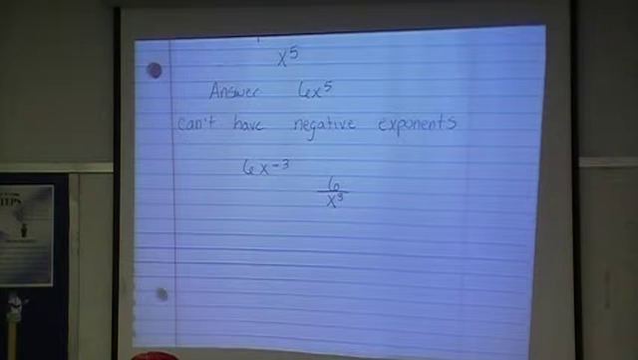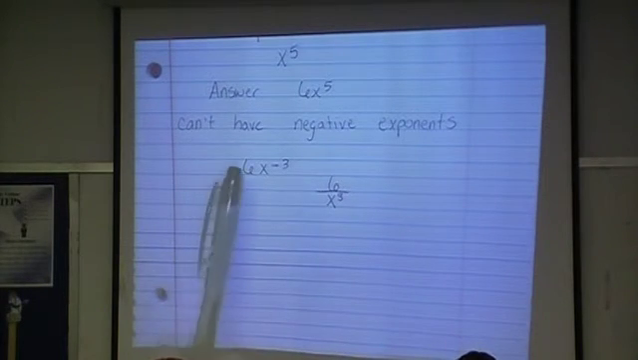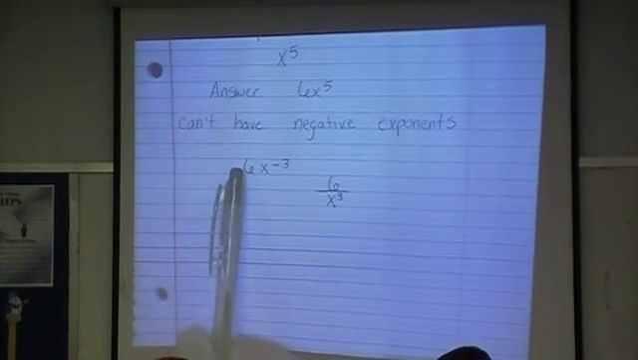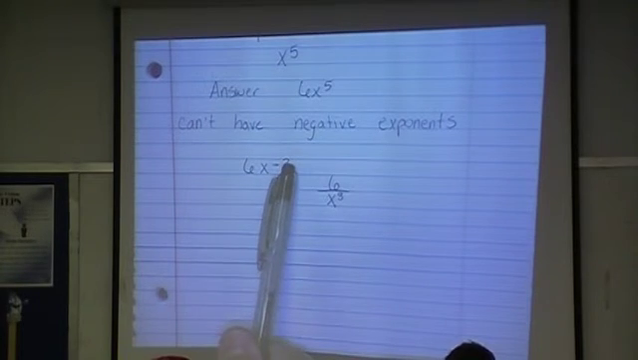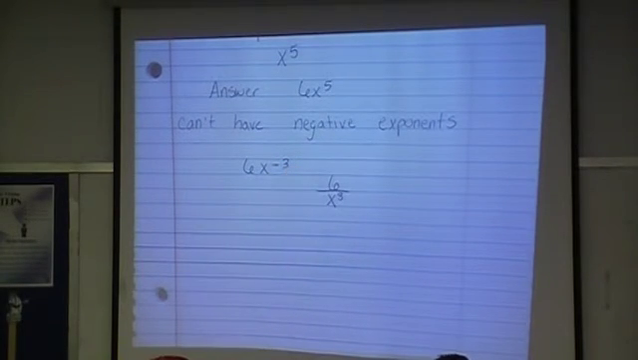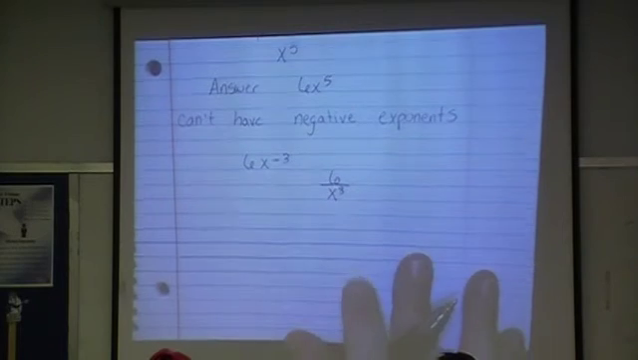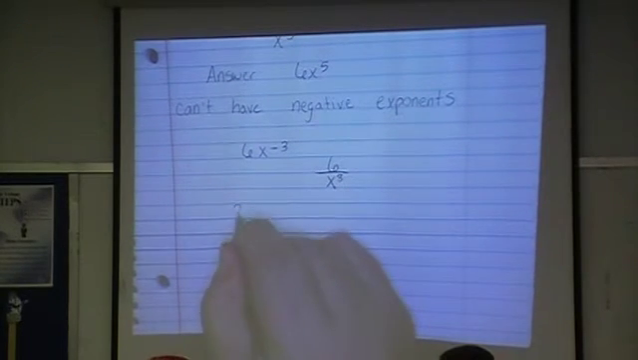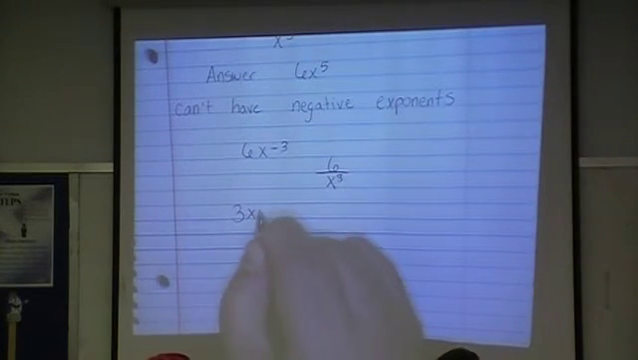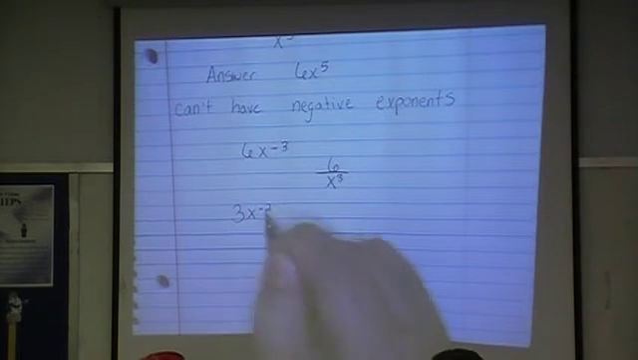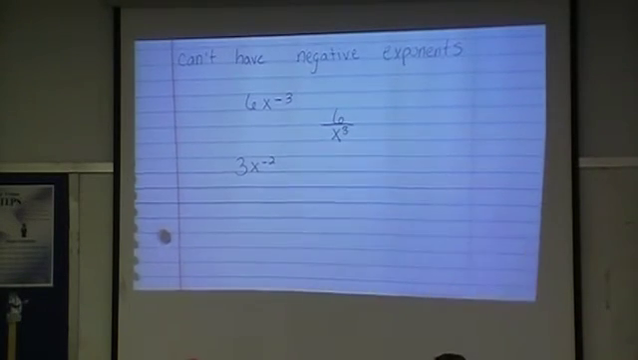Now, your whole number can be negative. Your exponent can't be negative. Alright? So if you had this, that could not be your final answer because your exponent is negative. So how could I fix that?